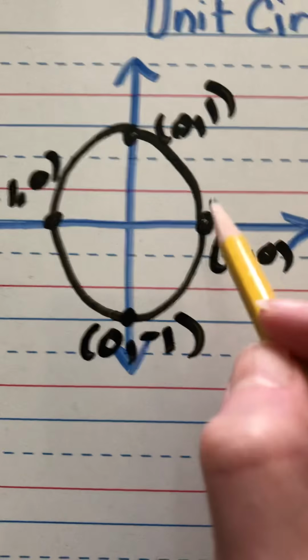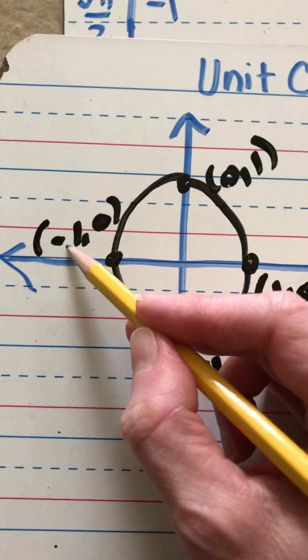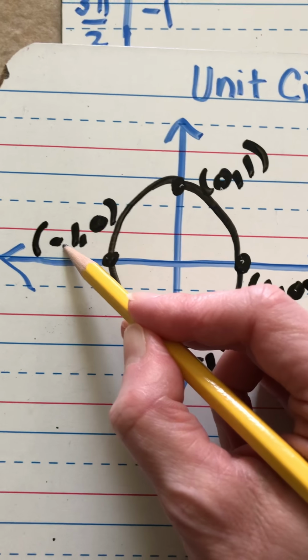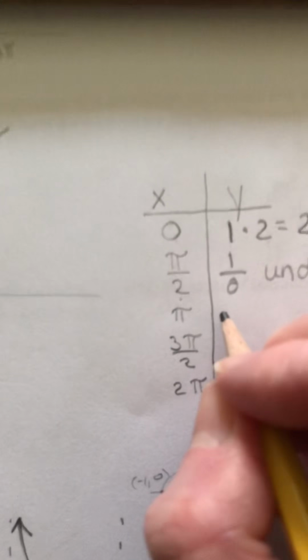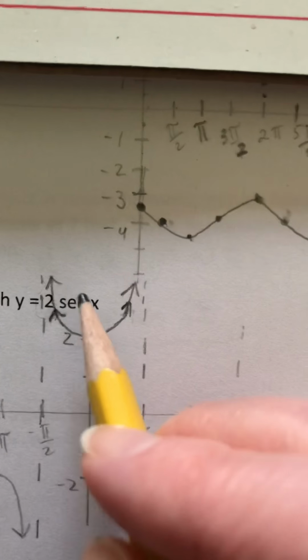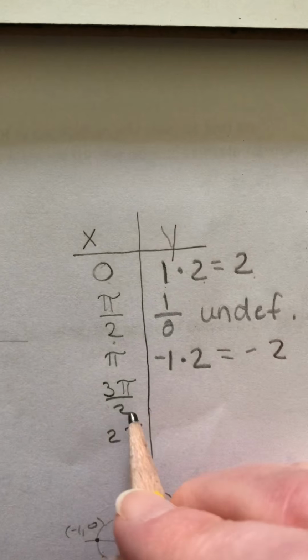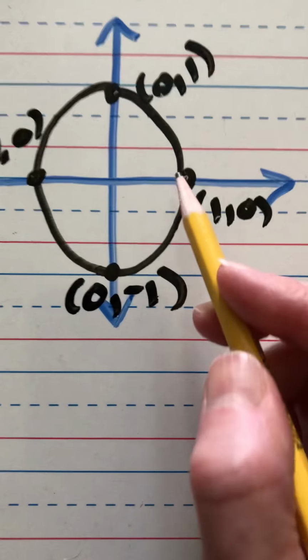Pi. Going back to the unit circle, the cosine of pi is -1. The reciprocal of that is also -1. 1 divided by -1, but we multiply it by 2 because of the 2 right here, and that's going to give us -2.